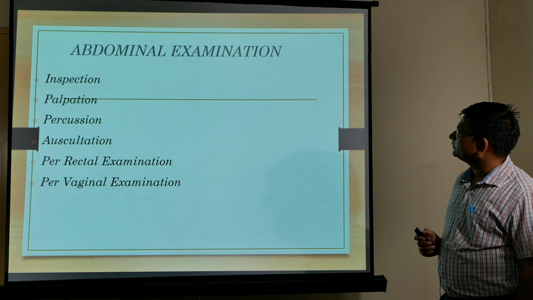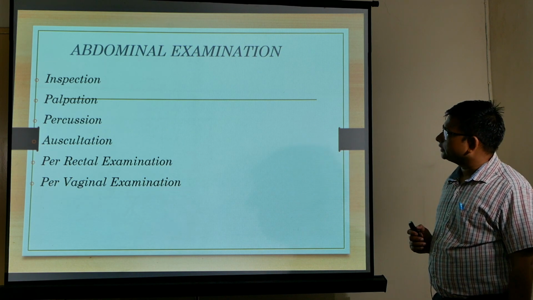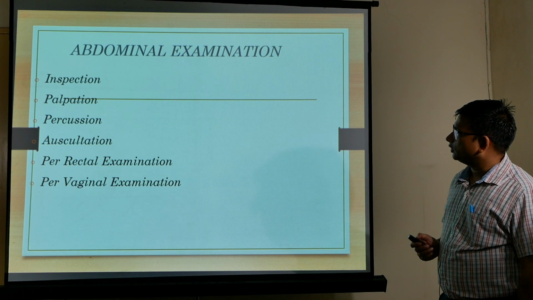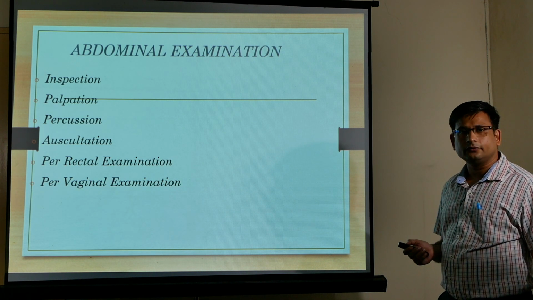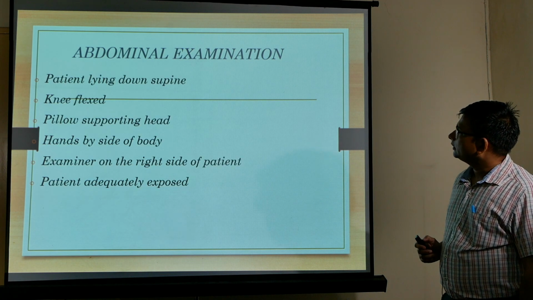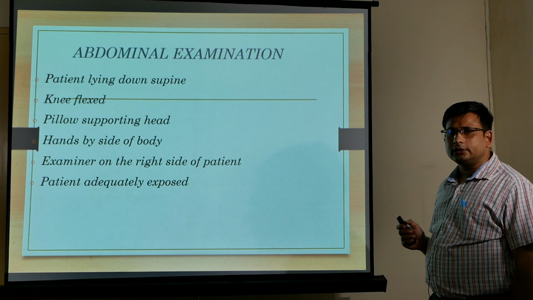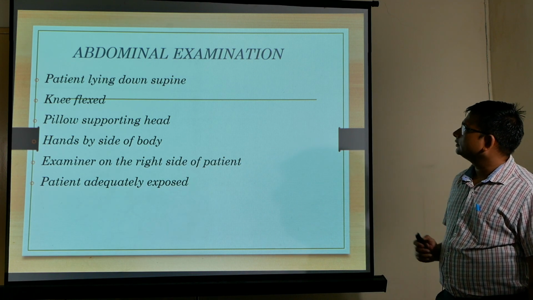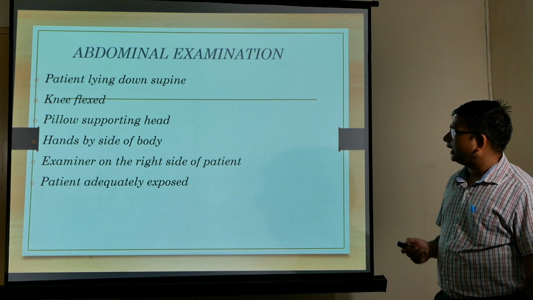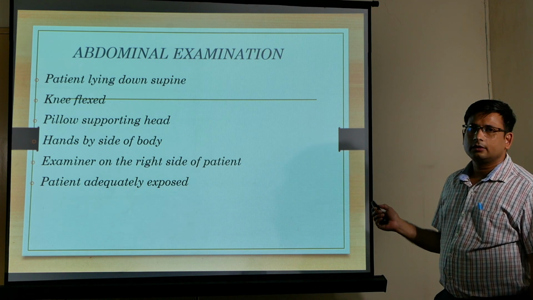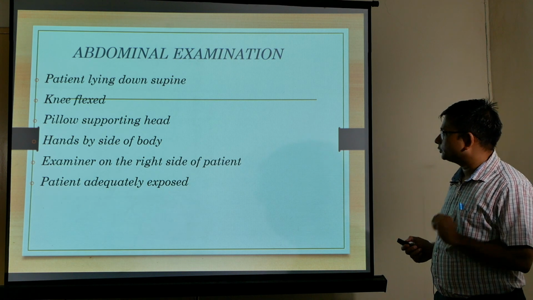Now we will examine the abdomen, which will be divided into inspection, palpation, percussion, auscultation, per-rectal examination and per-vaginal examination in case of females. Now abdominal examination. This is the position of the patient when you examine the patient. The patient will be lying down supine, knees flexed, pillow supporting the head, hands by the side of the body. The examiner will stand on the right side of the patient and the patient should be adequately exposed.